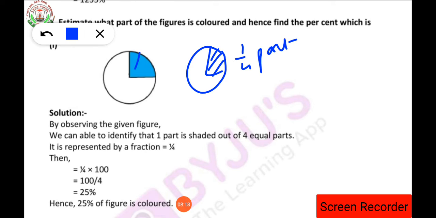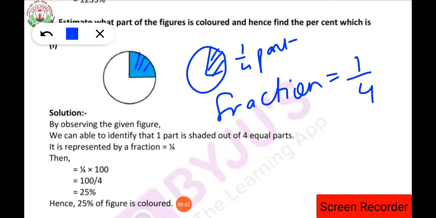That means this part of the circle is how much? That we have to find first, and that will be in the form of a fraction, and that fraction we have to convert into the form of percent. Okay, so as we know, by seeing the circle, 1/4 part of the circle is colored, isn't it? So what is the fraction we are having over here? The fraction will be 1/4.